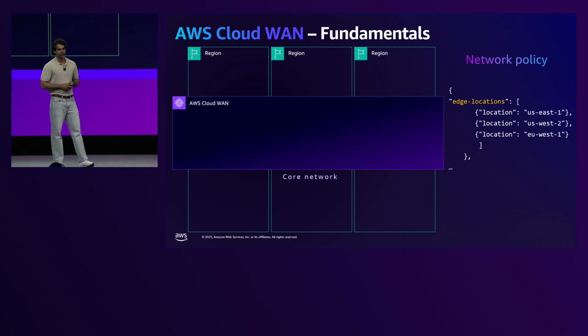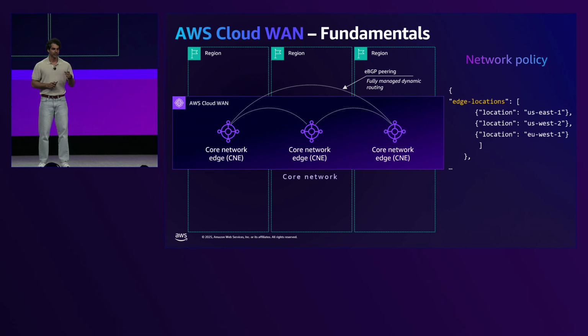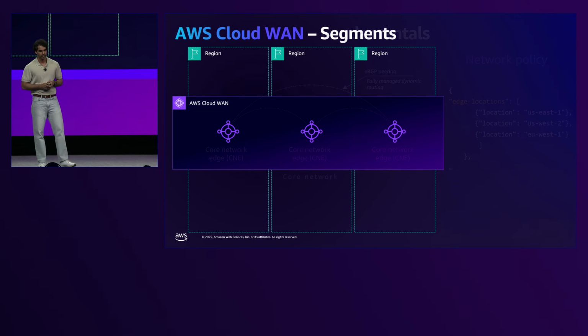You start by creating a network policy. You define where you want your Cloud WAN infrastructure to be deployed into, which AWS regions. Here we select 3 regions. When you do that, behind the scenes, we create CNEs, or core network edges, which are regionally highly available, highly scalable endpoints. These CNEs are fully meshed with each other and exchange routes using eBGP.